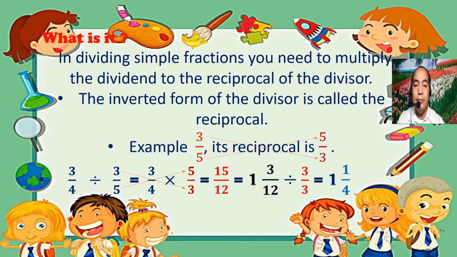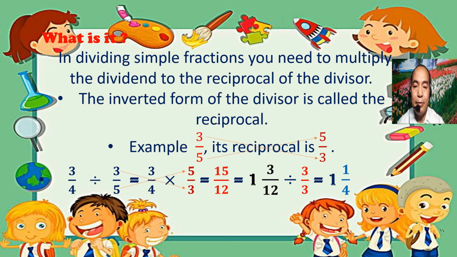So we now proceed to multiplication. From division, the operation becomes multiplication. That's why we multiply 3 times 5, we have 15. 4 times 3, we have 12. So we have done the multiplication, because the rule says we will multiply the dividend by the reciprocal of the divisor. The result is 15/12. Now looking at our answer, we notice that the numerator is bigger than the denominator. Therefore, it is an improper fraction.